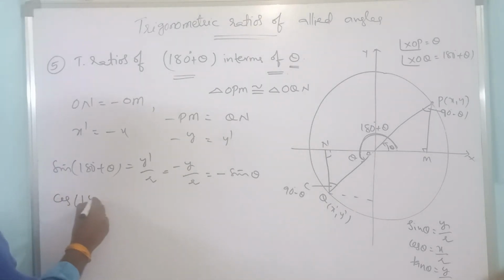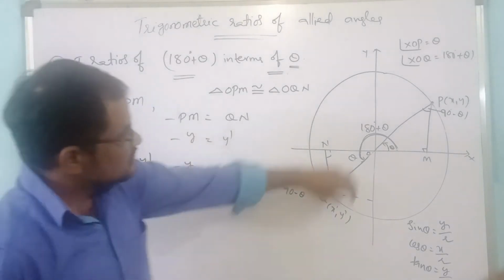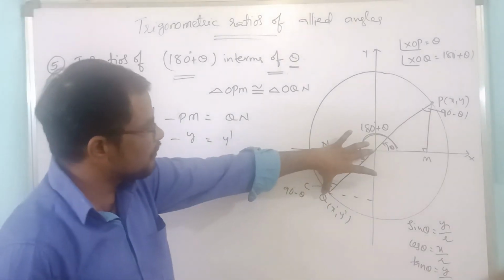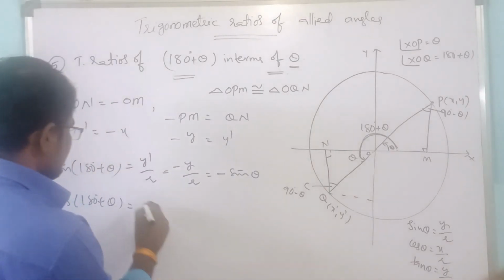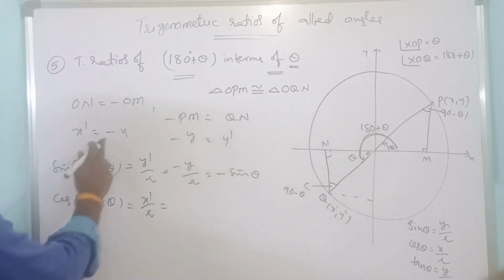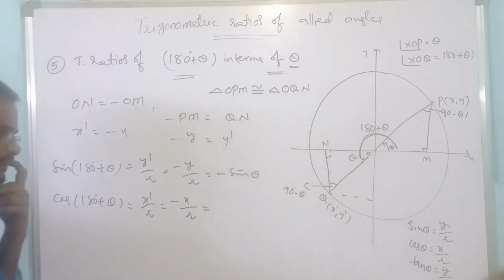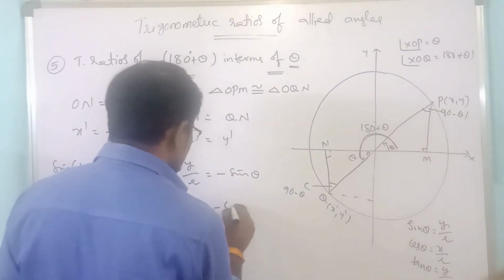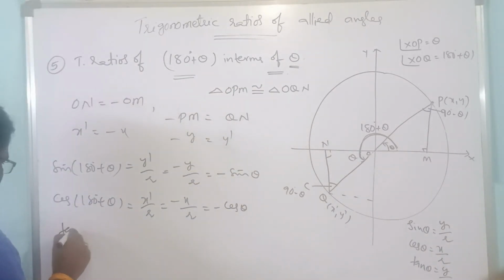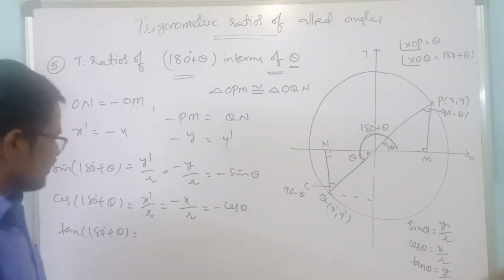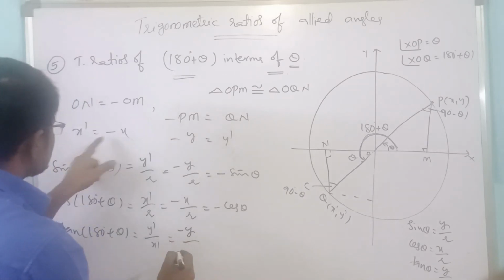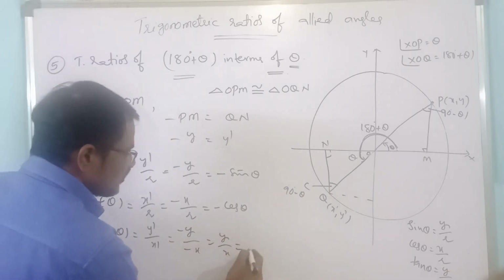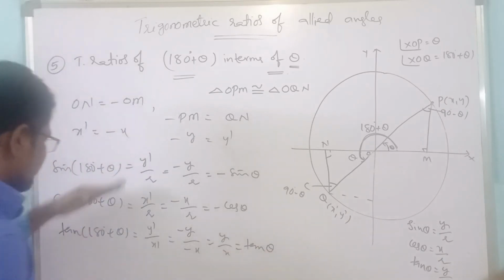Next, cos of 180 plus theta. For 180 plus theta, it is the projection of OP on the x-axis, which is ON, and ON is x dash. So x dash by radius, and x dash is minus x by radius. But x by r is cos theta, so minus cos theta. Next, tan of 180 plus theta is y dash by x dash. Y dash is minus y, x dash is minus x, that is equal to y by x, equal to tan theta only. So the remaining ones we will also take.